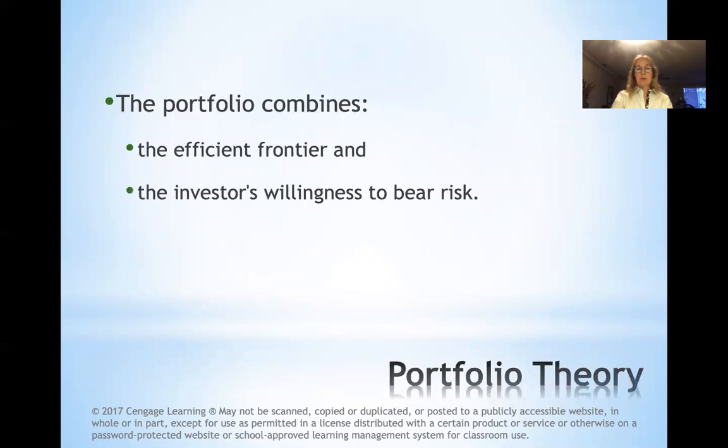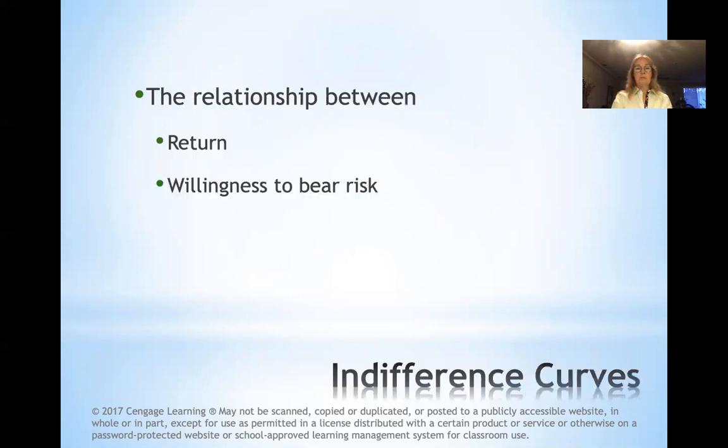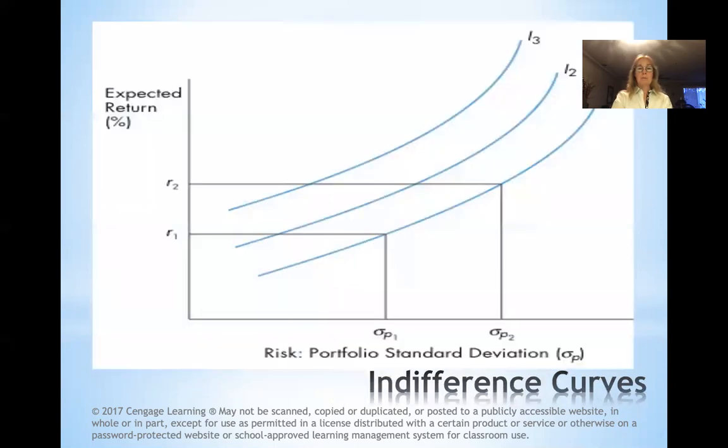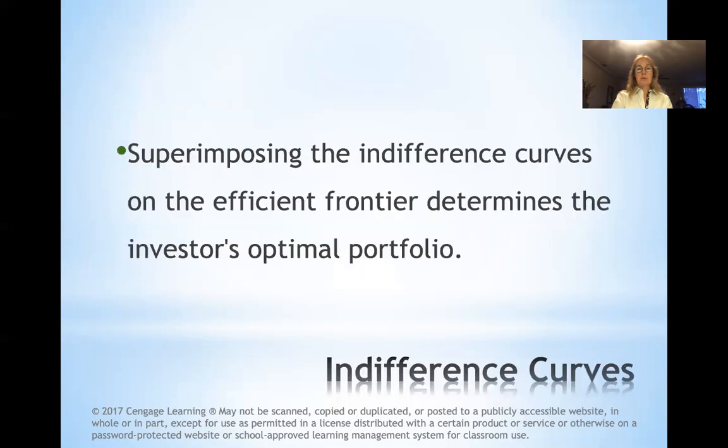And the efficient frontier basically looks at your willingness to bear risk. So if you're very risk averse and you don't want to take much risk at all, then you're going to require a lower return, as you can see in that efficient frontier. Okay, so we're going to skip the indifference curves. It's just another way of explaining the relationship between risk and return. So I'm going to skip through these.